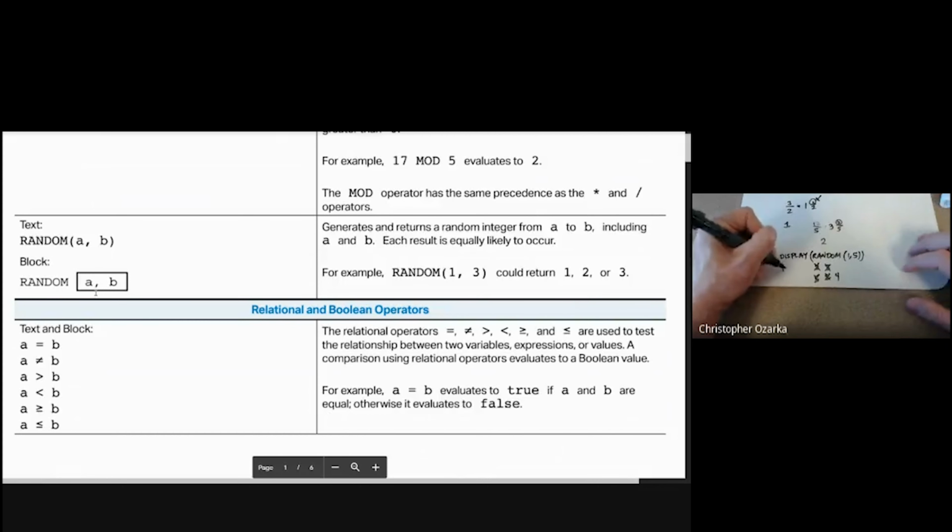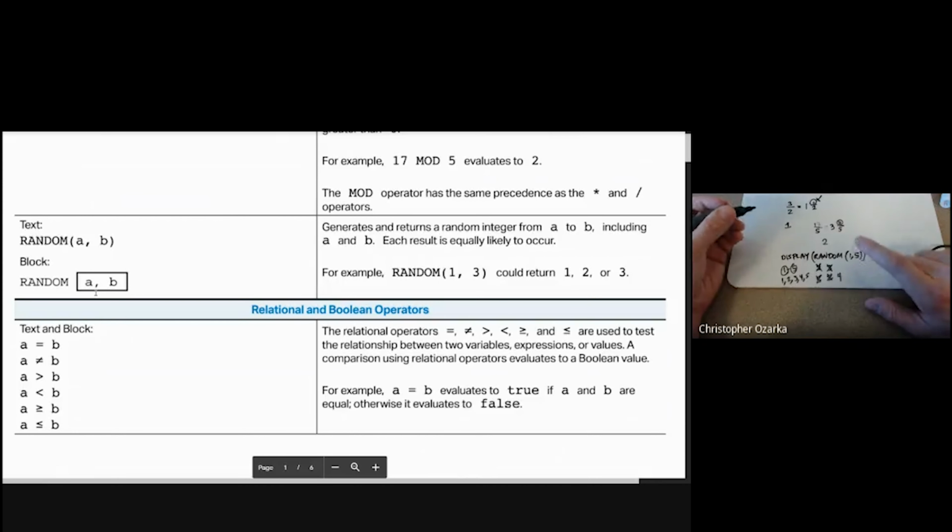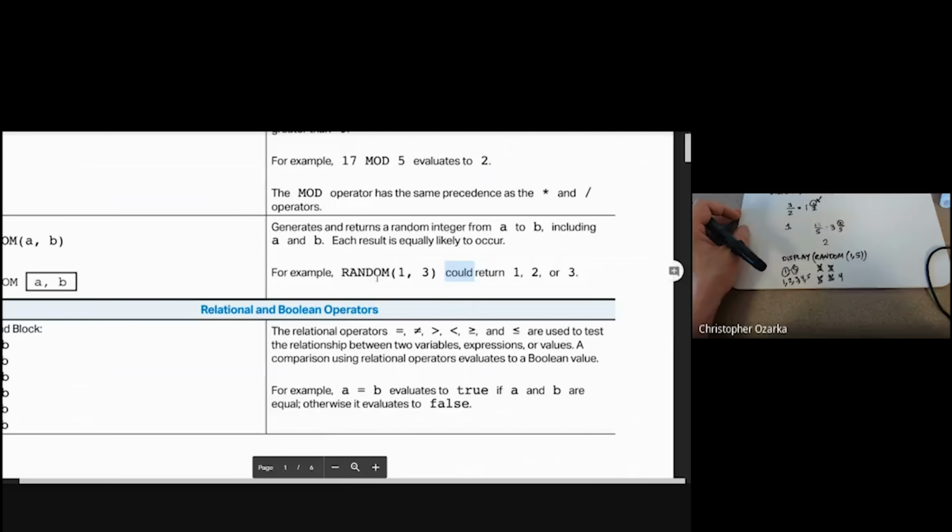Either way, it's always going to be between 1 and 5 inclusive. So it's between 1 and 5, but it also includes 1 and 5. So the possibilities can be 1, 2, 3, 4, and 5. Okay, so between 1 and 5, but also including 1 and 5 as well. It does say that here. So random 1, 3 could return a 1, 2, or a 3.